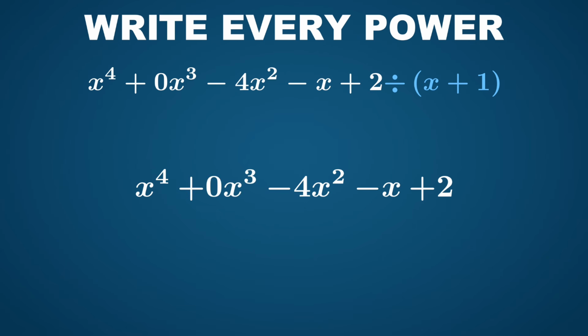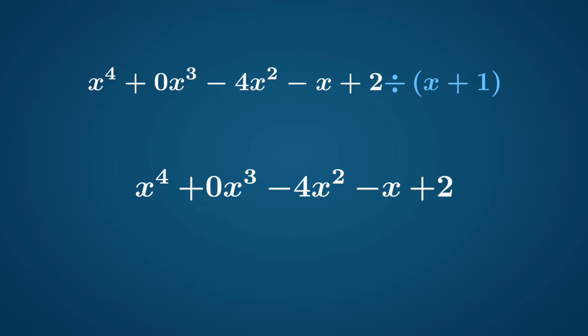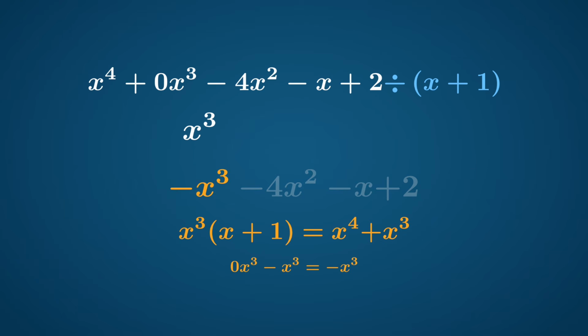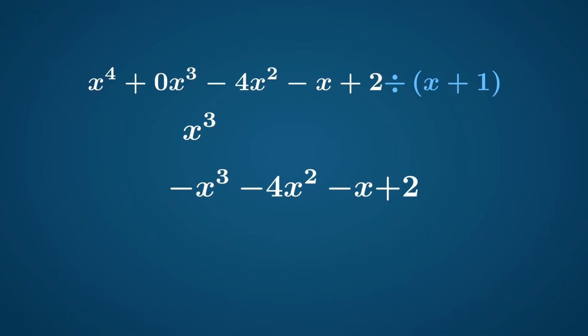Now we run through the division one small step at a time. X to the fourth divided by x gives x cubed, the first quotient term. Multiplying back, x cubed times x plus 1 is x to the fourth plus x cubed. We subtract that product and the x to the fourth terms cancel. 0x cubed minus x cubed leaves minus x cubed at the front. So we carry down minus x cubed, minus 4x squared minus x plus 2.